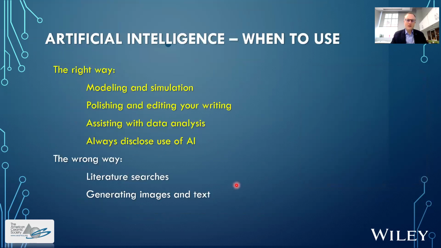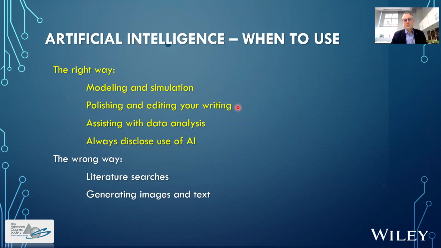Now, speaking of AI tools, there is a right way and a wrong way to use AI tools. The right way is using AI tools as part of your research, for example, incorporating them into modeling and simulation, where you disclose exactly what type of AI tools you're using. Are they neural networks? Are they some other technique? And disclosing exactly how and why you are using AI tools.